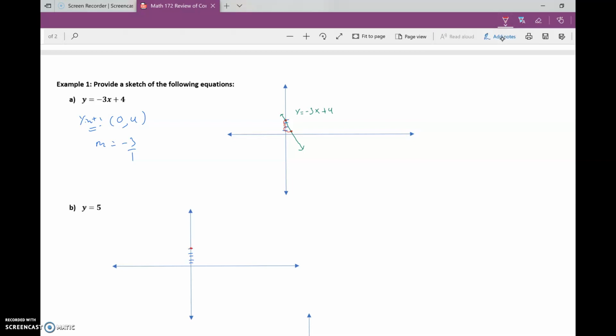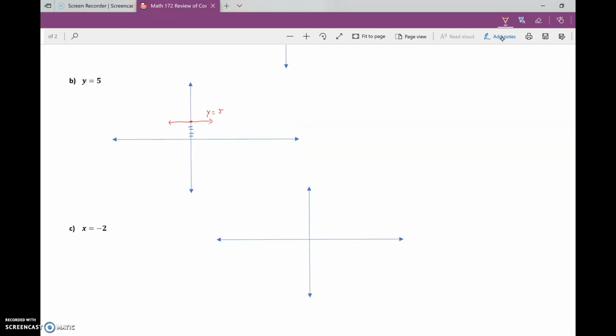And we're talking about a horizontal line going through (0, 5). So this is your line y is equal to 5. Let me fix it. It looks like an x.